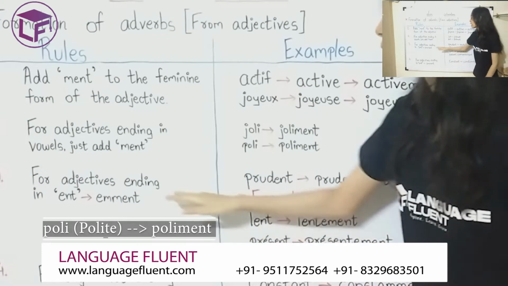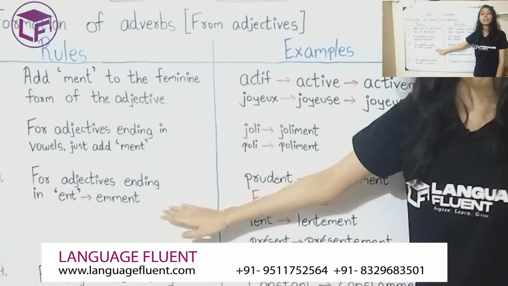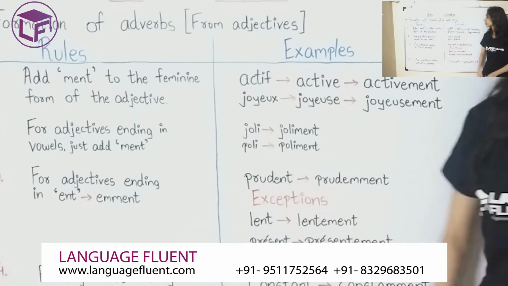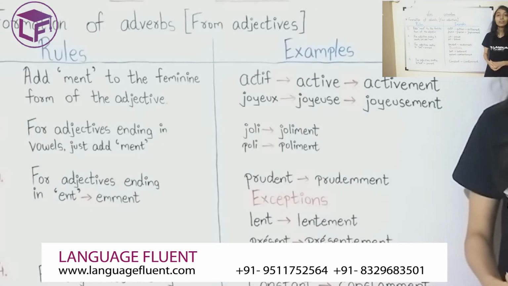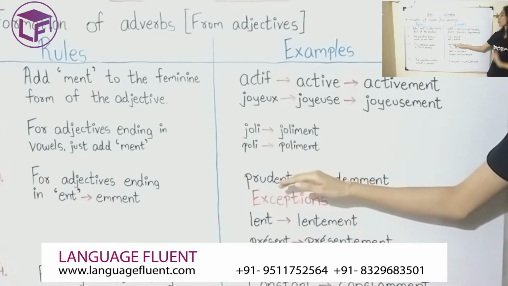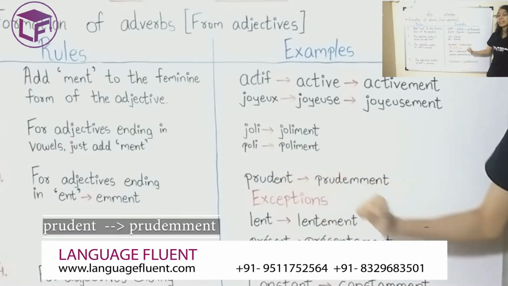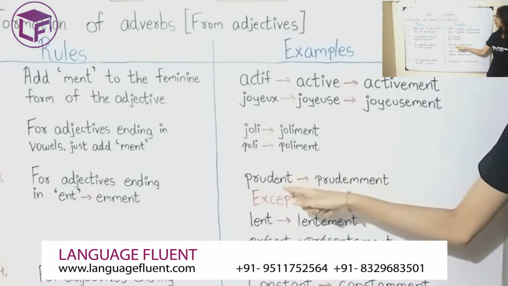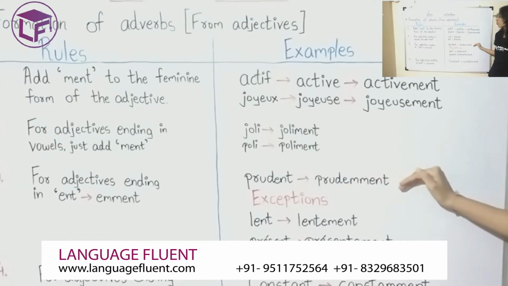The third rule is for adjectives ending in -ent: we make it -emment. When we have an adjective that ends with -ent, we cut or eliminate -ent and we add -emment to that adjective, and this becomes an adverb. For example, we have prudent, which means prudent. Here it ends with -ent, so we cut -ent and we write -emment. So it becomes prudemment, which is an adverb.